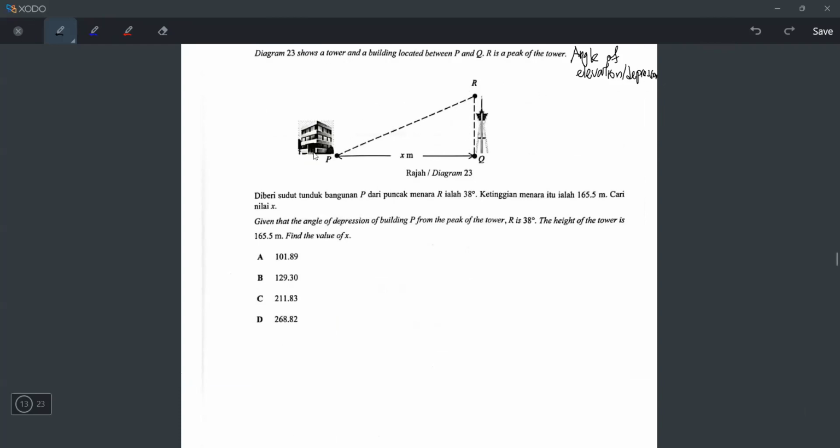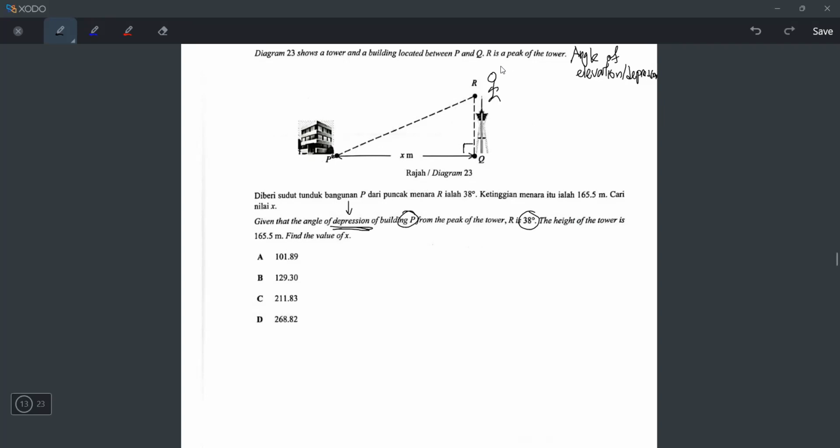So we can see that this is a tower, this is a building, PQ. This is the peak of the tower, 90 degrees. Yalah, the tower must be 90. Given that the angle of depression, depression means look down to the angle. Elevation means look up. Depression, look down. Of P from the peak of tower R is 38. So imagine you are standing here and you look down to the tower, look down to the P, and the angle is 38.